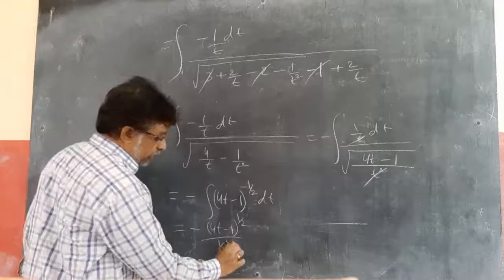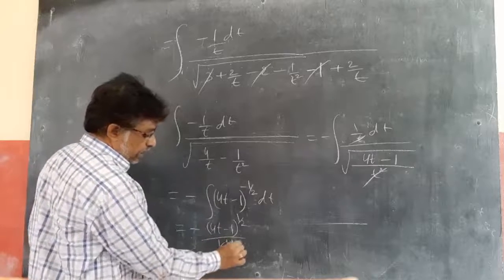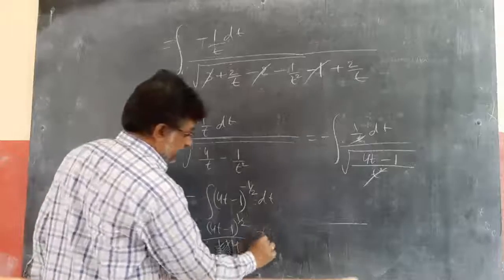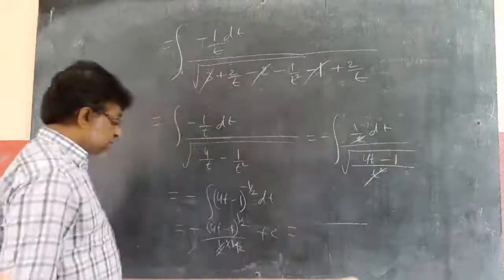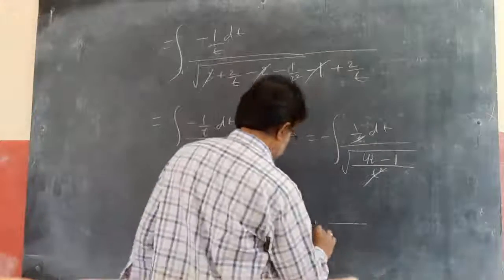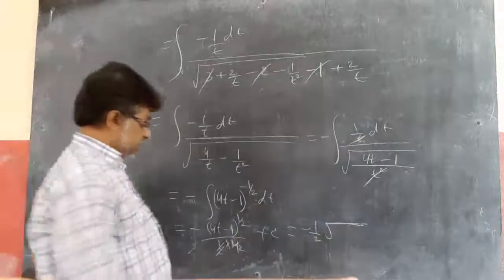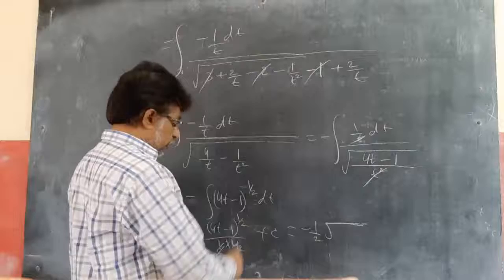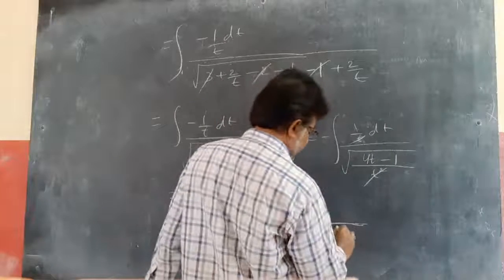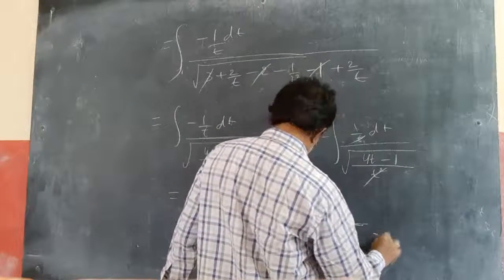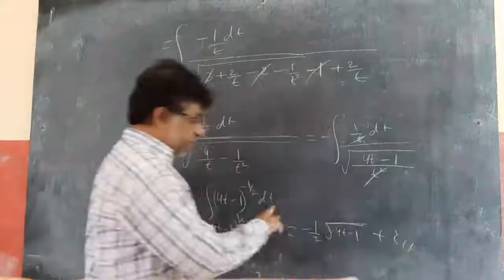So 4t derivative is 4, so you can cancel for 2 times. Plus. So your left out answer is minus 1 by 2 into root of 4t minus 1. 4t minus 1 whole power 1 by 2 means root of 4t minus 1, plus t. Now, back substitution.